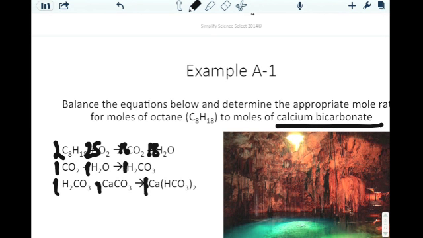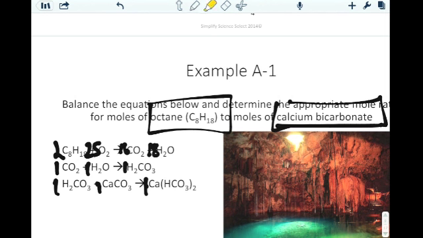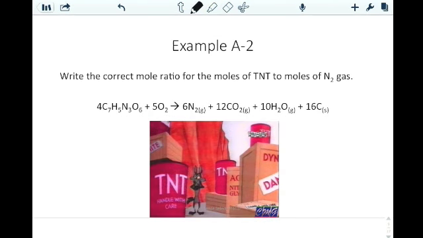So we're looking at what's the mole ratio between octane and our calcium carbonate. In this series of reactions, we just pick out what we have. Here is our octane, which is 2 moles, and look at calcium carbonate, which we have right here, and we see that it's a 2-to-1 ratio. Okay, so let's look at example A2.